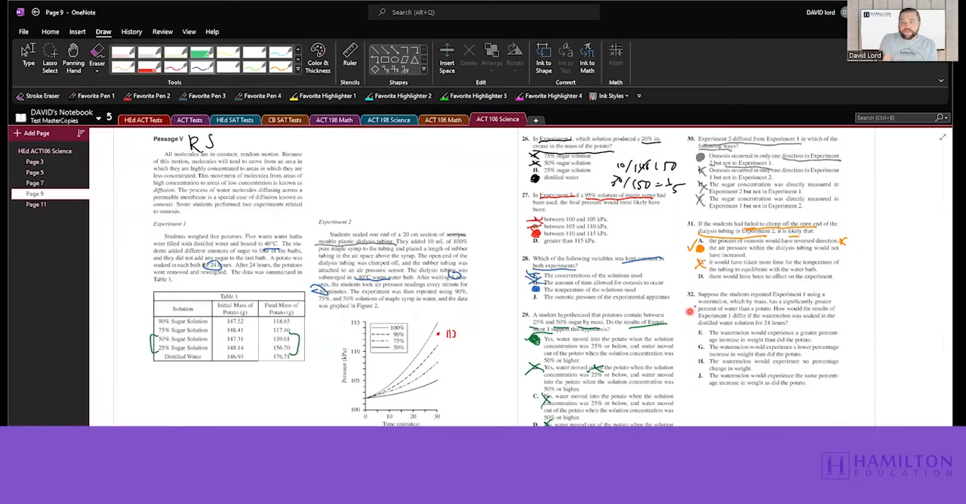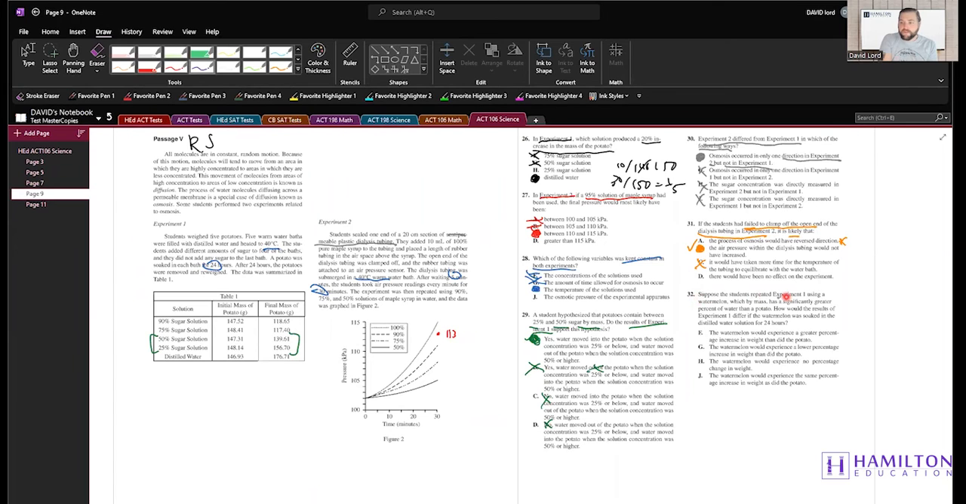Question number 32. Suppose the students repeat experiment 1 using a watermelon, which by mass has a significantly greater percent of water than a potato. How would the results of experiment 1 differ if the watermelon was soaked in the distilled water solution for 24 hours? So for the potato, the greatest percent increase happened when we use distilled water.